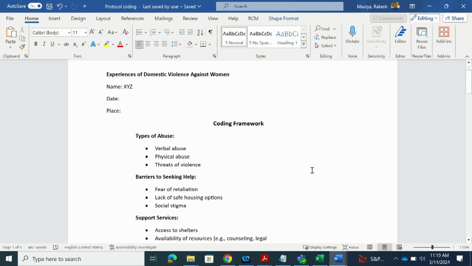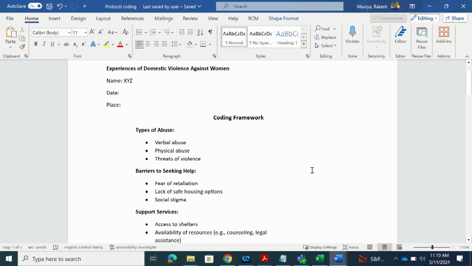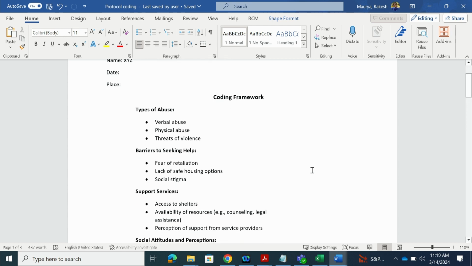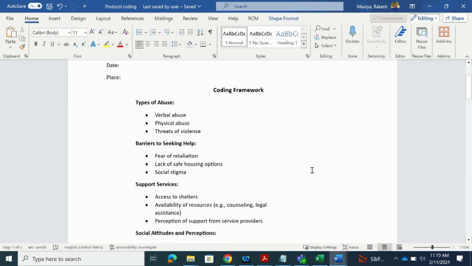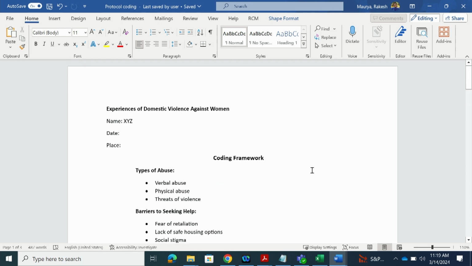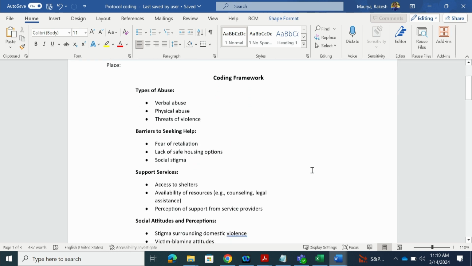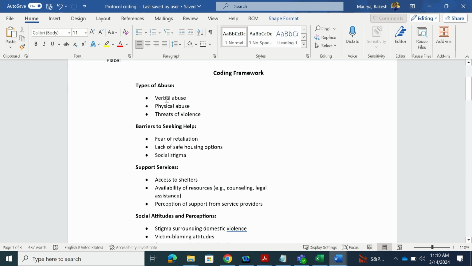And as I said, in protocol coding, the researcher develops their coding framework very much in advance, before they start coding the data. So here is a coding framework developed to study this phenomenon: experiences of domestic violence against women. And here is the coding framework, types of abuse. So three types of abuse: verbal abuse, physical abuse, threats of violence.